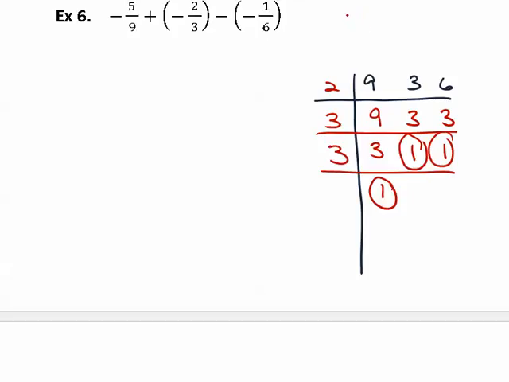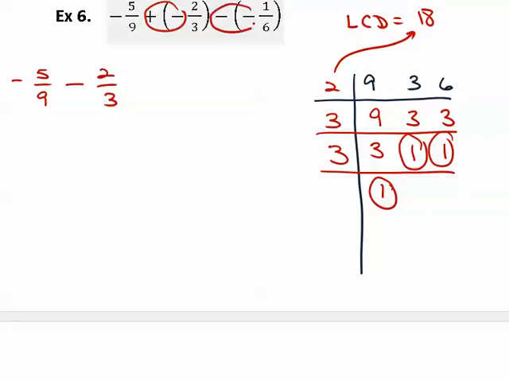My screen jumped on me there real quick, so I fixed it. The LCD, we just said, is 18. Once again, it came from multiplying these numbers on the side. So what we want to do, let's get rid of these double signs. We have negative 5/9. The double signs here do not match, so we're going to change that to a minus. 2/3. They do match, so we change that to an addition like this. We're going to go ahead and work this one horizontally here. We know the LCD is 18.